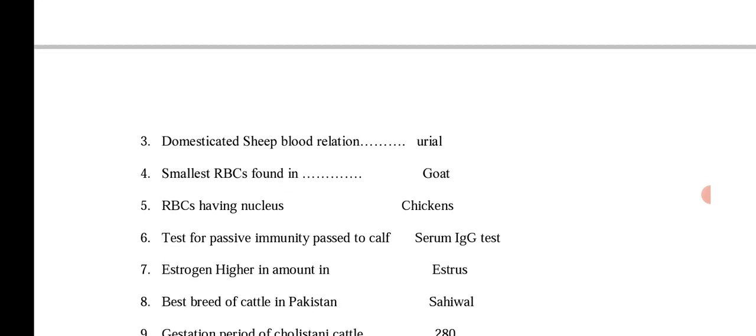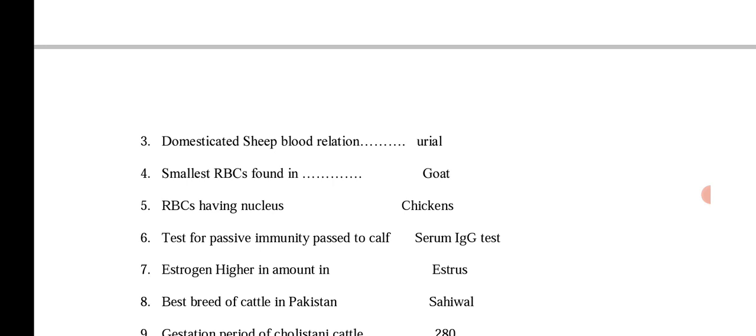Domesticated sheep blood relation is urea. Do not know. Smallest red blood cells are found in goat. In which species are the largest RBCs found? I'm not sure, but I think camels.